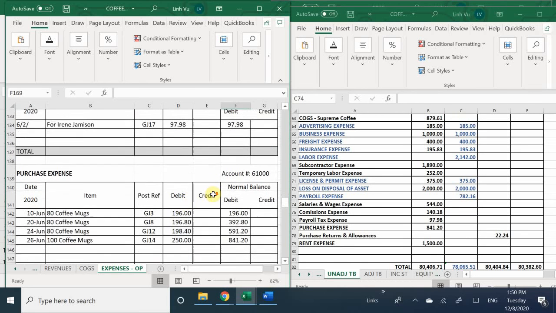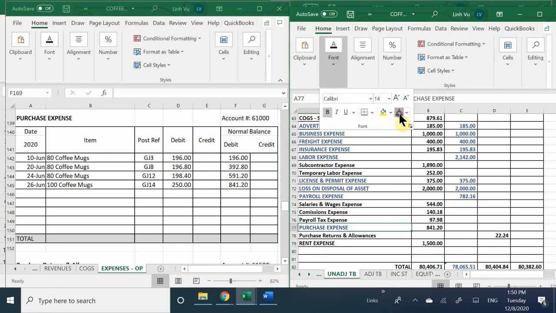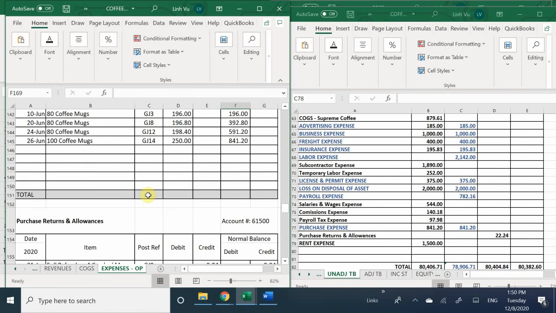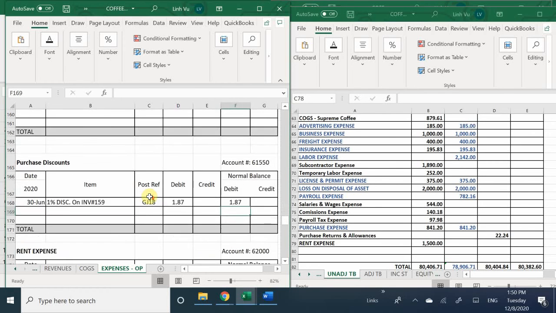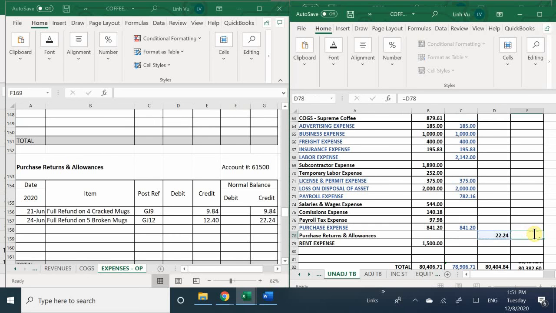Next is going to be purchase expense, which is already a main account. Okay. So what is under purchase expense? 841.20. All right. It didn't change. And then here you have your purchase returns and allowances. Did this change? 22, 24. No, it did not change. So that's going to stay there.